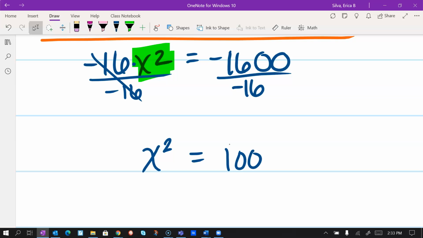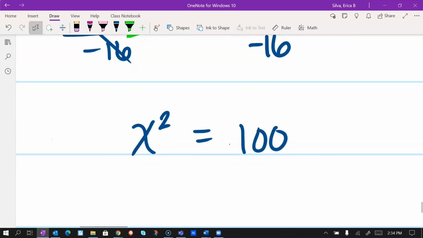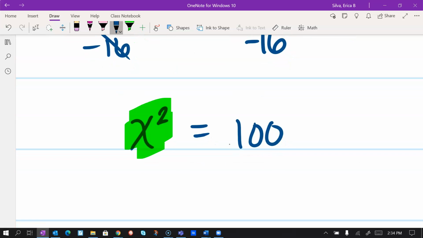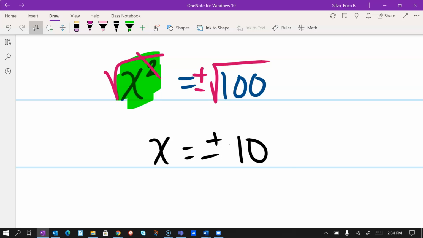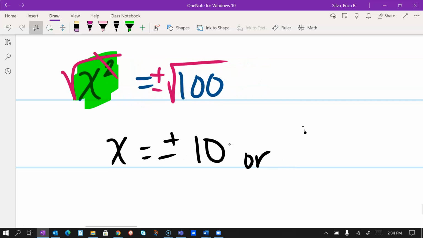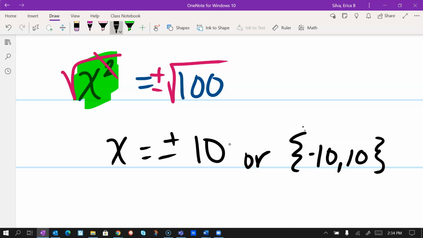Now there's something interesting when it comes out to a negative, because you can get the square root of a negative number, but we'll talk about that later on. Those are called imaginary numbers. All right, so now that our x squared is isolated, what can we do? Square root. So square root of that cancels that squared, and then plus or minus the square root of 100. We get x is equal to plus or minus 10. Or we can do it as a set, negative 10, positive 10. Any questions?